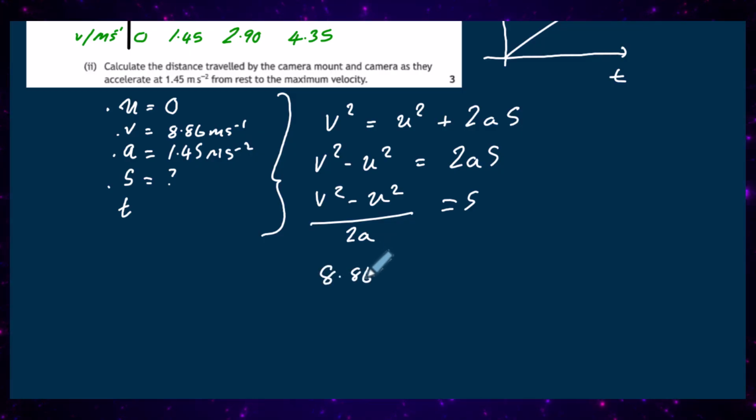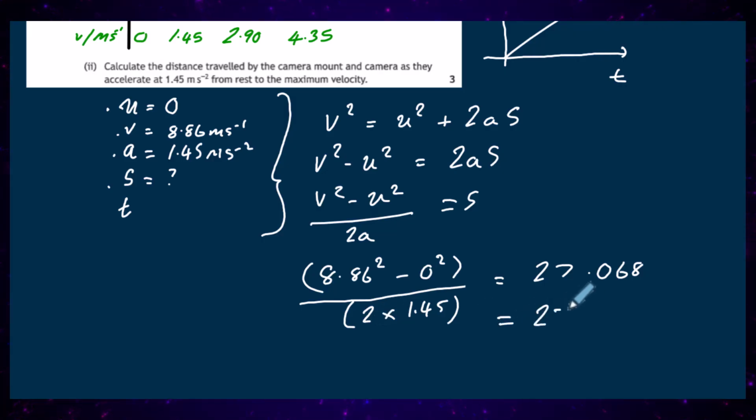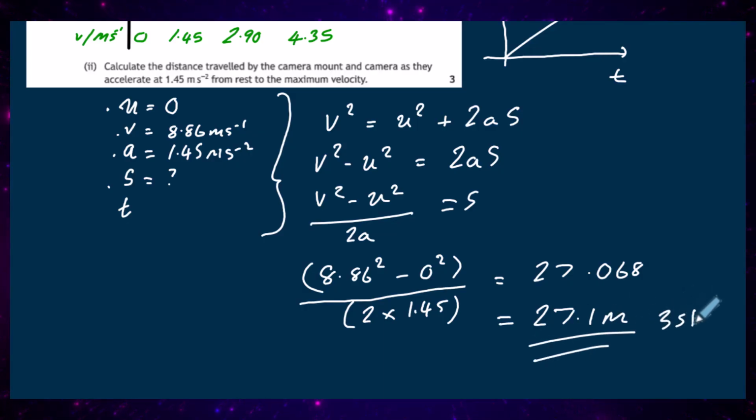So 8.86 squared, take away nothing squared, put that in a bracket to protect it, and divide by 2 times acceleration, 2 times 1.45, and put that in a bracket to protect it. Do it in your calculator, and you end up with an answer of 27.068. Now, we'll be looking at 3 significant figures, so therefore we can put our answer down as 27.1, and it's going to be meters for 3 significant figures.